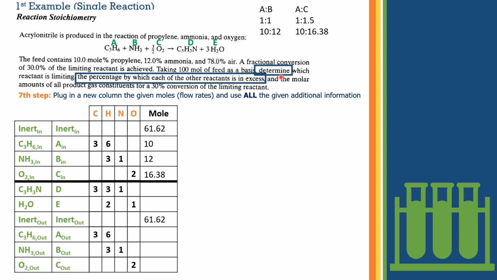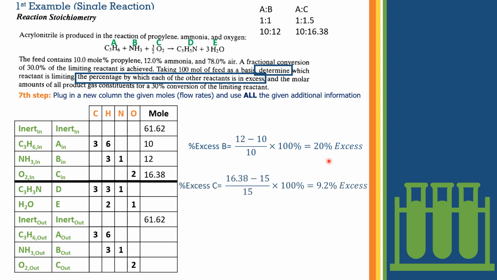Now part of the question is to determine the percentage by which each of the other reactants is in excess. For B, we need just 10, but we have the actual 12, so the excess is 20%. And for C, we have 16.38, but according to 1 to 1.5, we should have just 15. So this is the excess percentage of oxygen: the actual minus what we should have, divided by what we should have, or what's just enough if there is no excess.